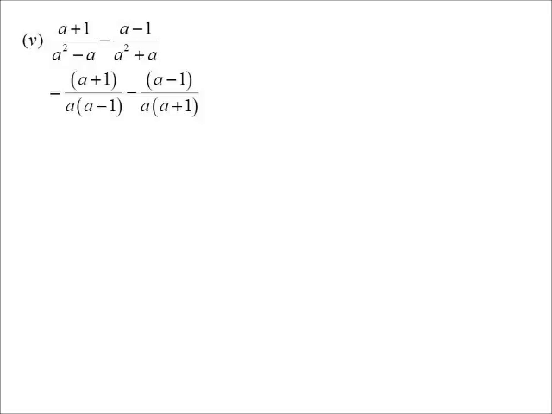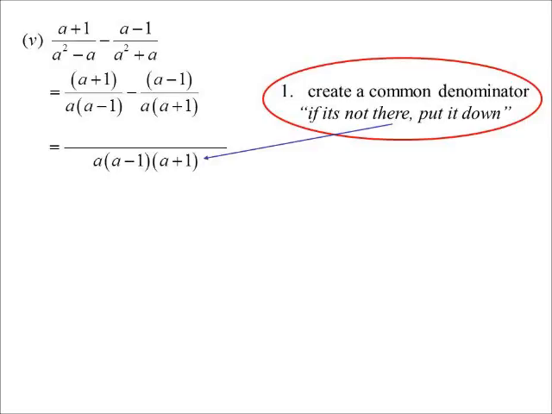How I do it is I just simply say, if it's not there, put it down. Let me explain. I start reading from left to right. A, it's not there, so I put it down. A minus 1, it's not there, so I put it down. A minus 1. A, oh, it's already there, I don't need to put it down. A plus 1, if it's not there, put it down. That becomes the simplest denominator, or in fact, using a mathematical term, the lowest common denominator. Right? If it's not there, put it down.